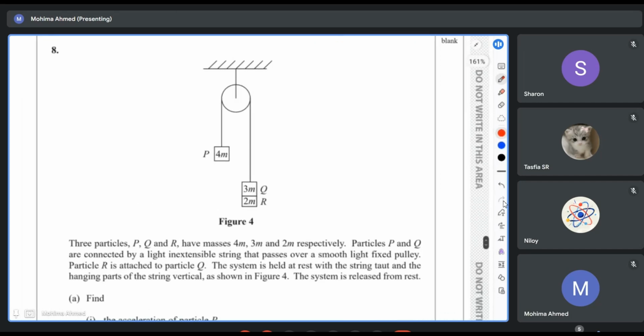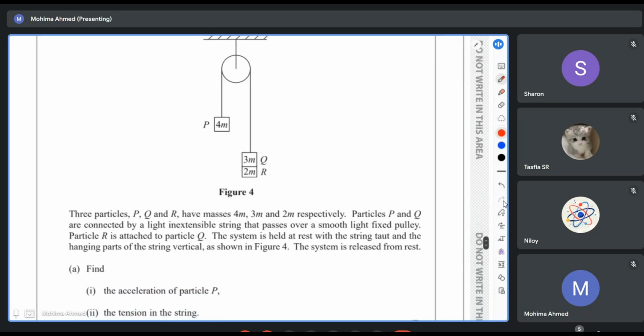Okay, then we'll start with question 8. The particles P, Q, and R have masses 4m, 3m, 2m respectively, where we can clearly see that Q and R are connected particles, exactly connected to each other without any strings, and QR is connected to P with a string that comes over a pulley. Particles P and Q are connected by a light inextensible string that passes over a smooth light fixed pulley.